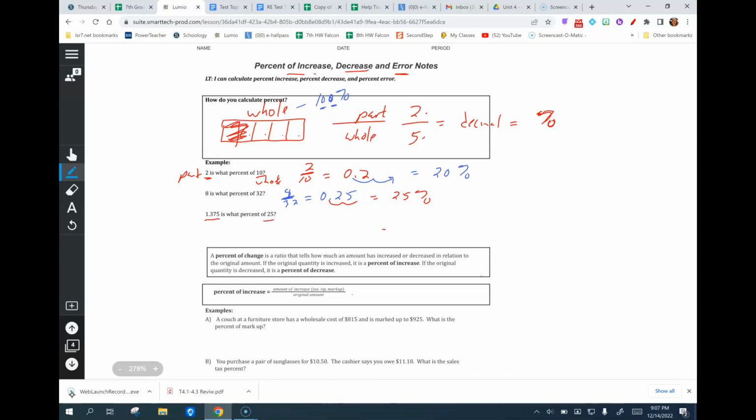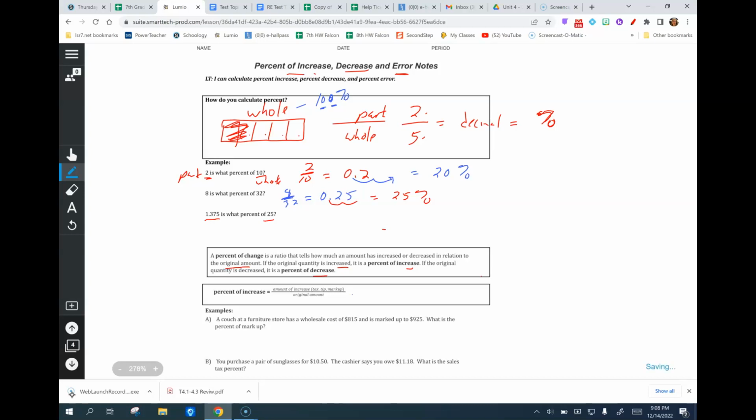Now the next thing we're going to talk about is percent change. A percent of change is a ratio that tells how much an amount can increase or decrease in relation to the original amount. If the original quantity is increased, then it's a percent increase. So that's where you just use some logic. Did it get bigger? Then it's a percent increase. Did it get smaller? Then it's a percent decrease.